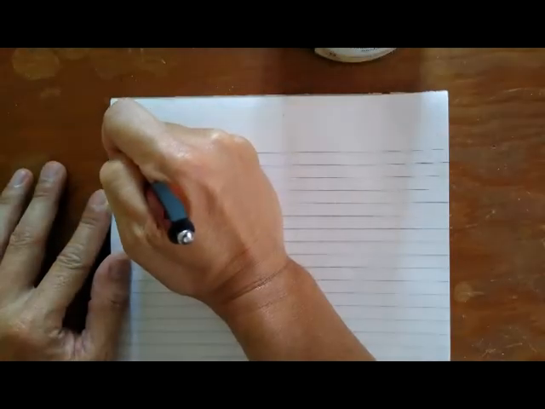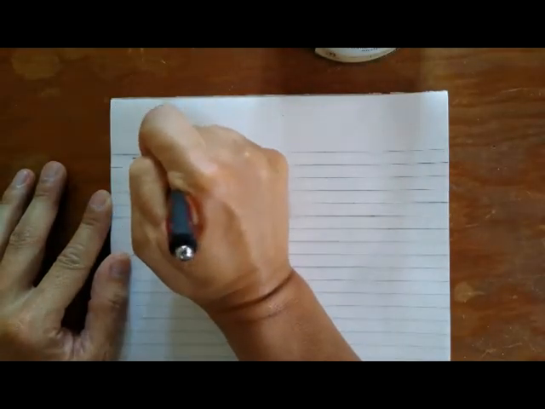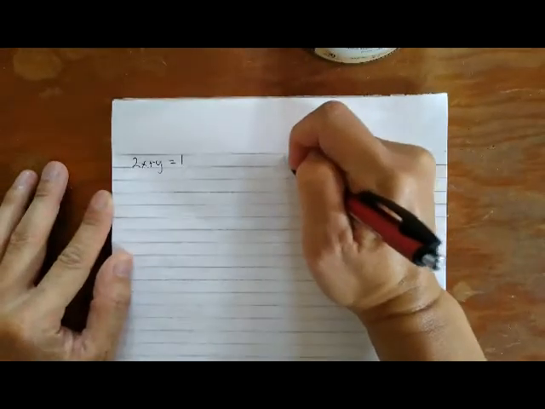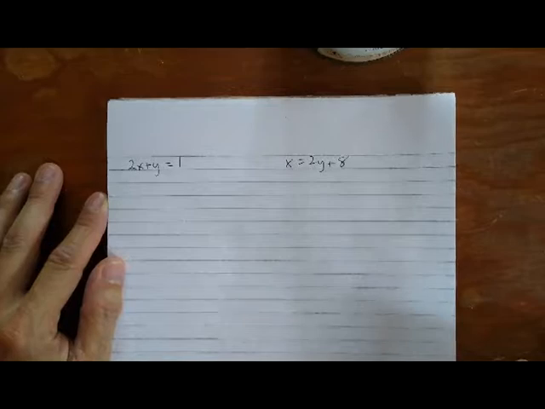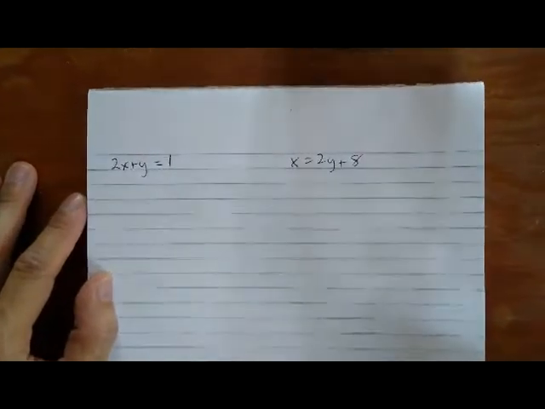Okay, so you guys had three problems that you had to solve. You had to solve these systems using the graphing method. The first problem, you had two equations, 2x plus y equals 1, and then x equals 2y plus 8. Okay, so we need to graph these.